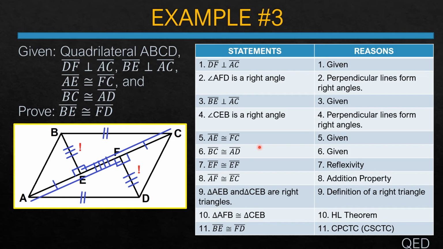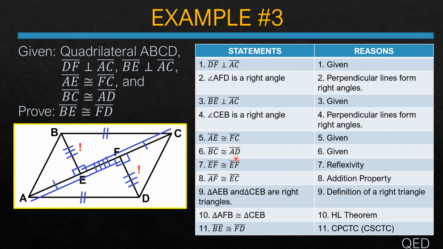Statement 3 is another given. Line segment BE is perpendicular to line segment AC. Statement 4 is again a consequence of statement 3. Angle CEB is a right angle because perpendicular lines form right angles.